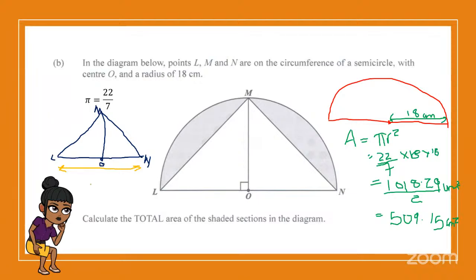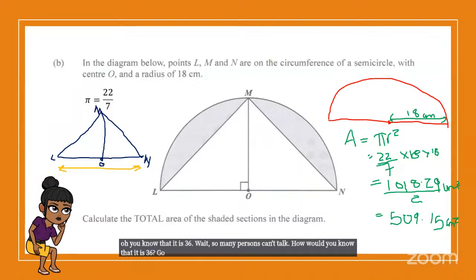Somebody says the length there would be 36. The length LN will be 36. How do you know that it is 36? Wait, so many persons can't talk. Go, Abigail. Abigail, how do you know that it is 36?